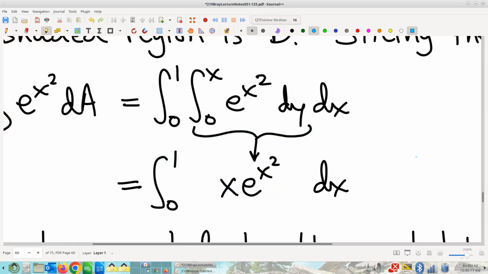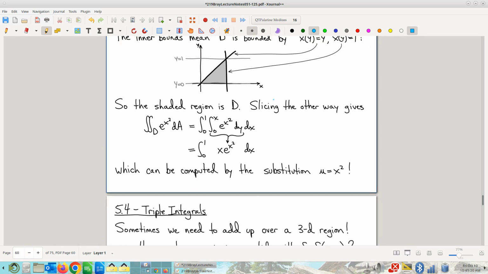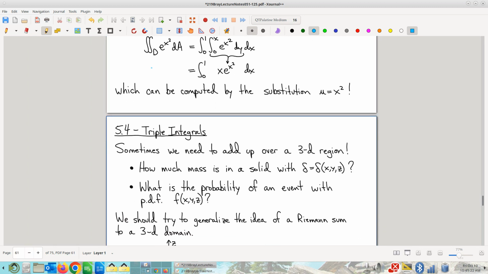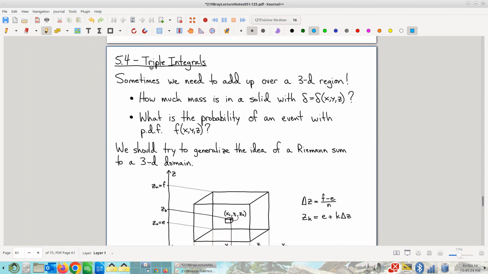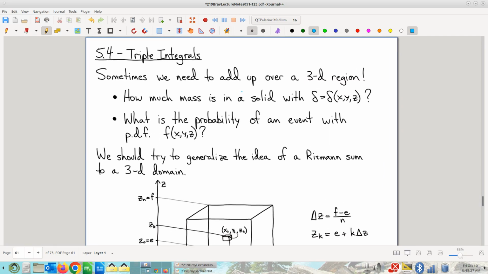Okay, so that's section 5.3. Read the rest of it, but that's pretty much the idea. Okay, on to 5.4, triple integrals.